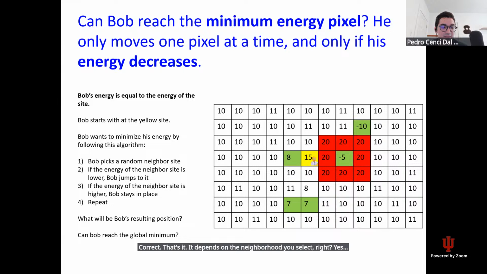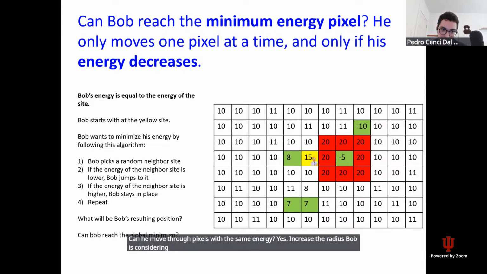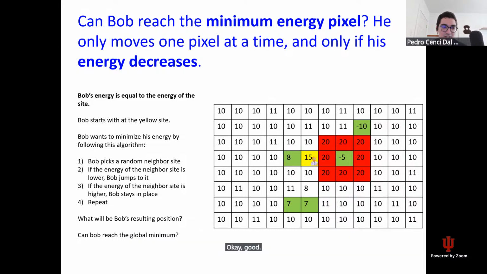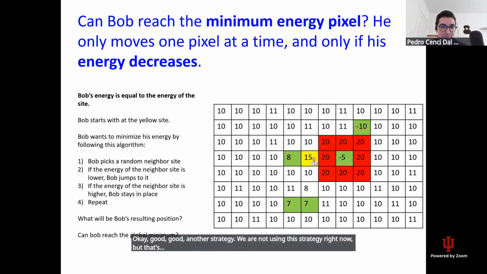Yes. Here we are just doing up, down, left, and right. Can he move diagonally? Not in this example, but you can convince Bob to do so. Can he move through pixels with the same energy? Yes. Increase the radius Bob is considering. Okay, good. Another strategy. We are not using this strategy right now, but that's clever.